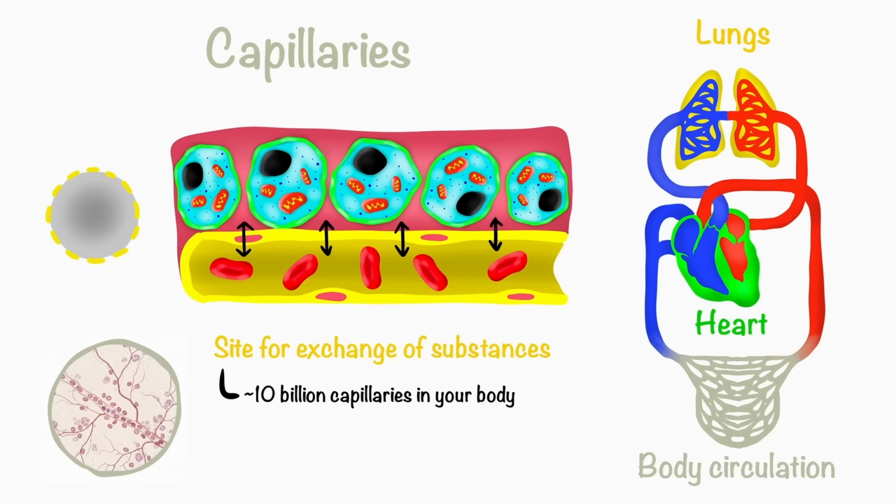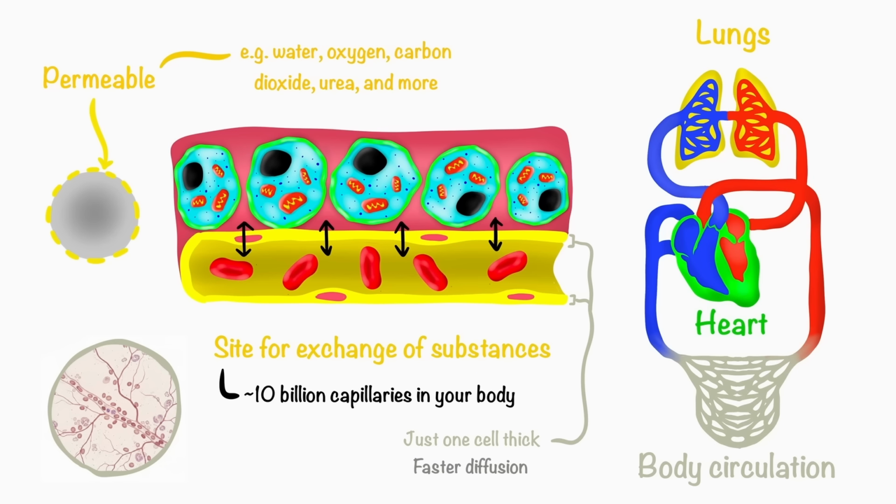First, they're extremely numerous and form extensive networks that reach every cell in the body. Second, capillary walls are incredibly thin, usually just one cell thick. This minimizes the distance substances must diffuse to travel between the blood and surrounding tissues. Third, these thin walls are permeable, allowing small molecules like oxygen, carbon dioxide, nutrients, and waste products to pass through easily.